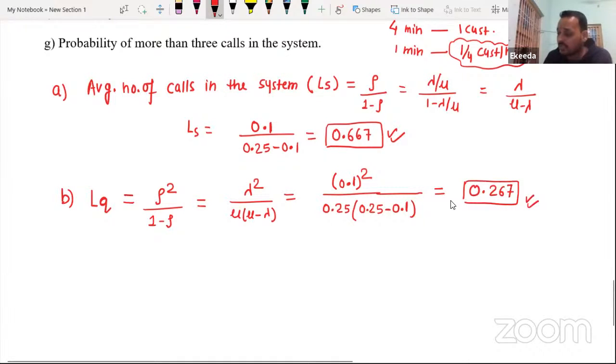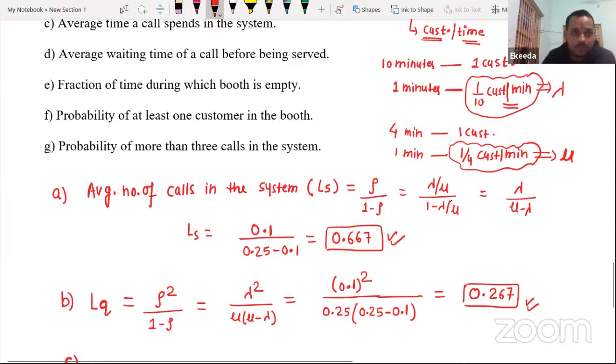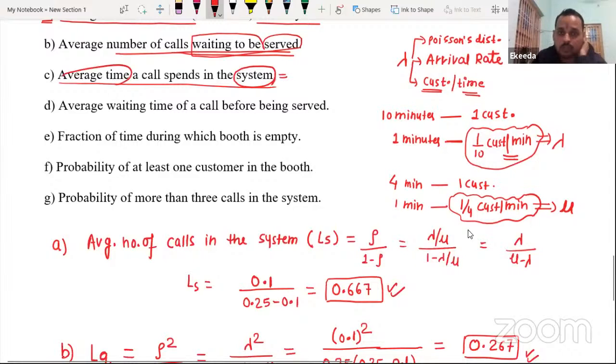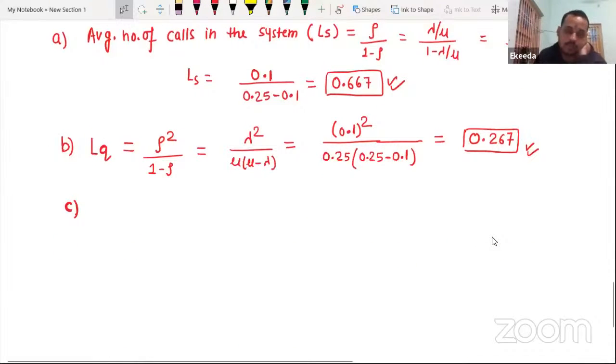Third, C, they are saying the average time a call spends in the system. There is the word system and there is the word average time. It means they are asking about WS. So what was the formula of WS? We do not remember the formula of WS directly.